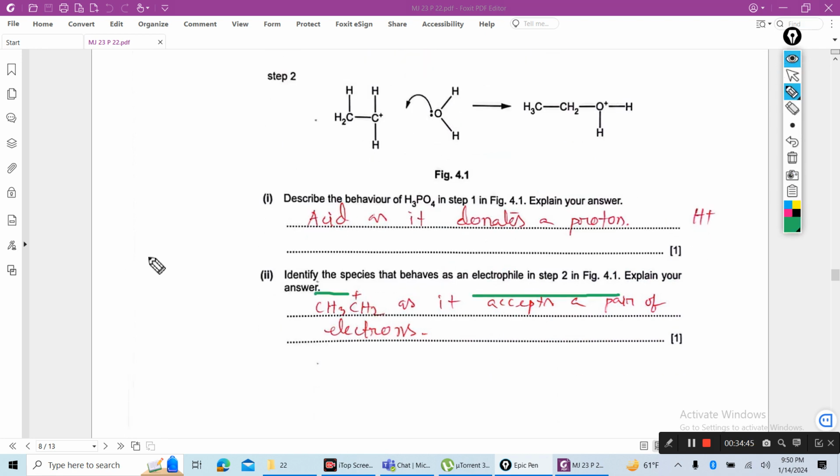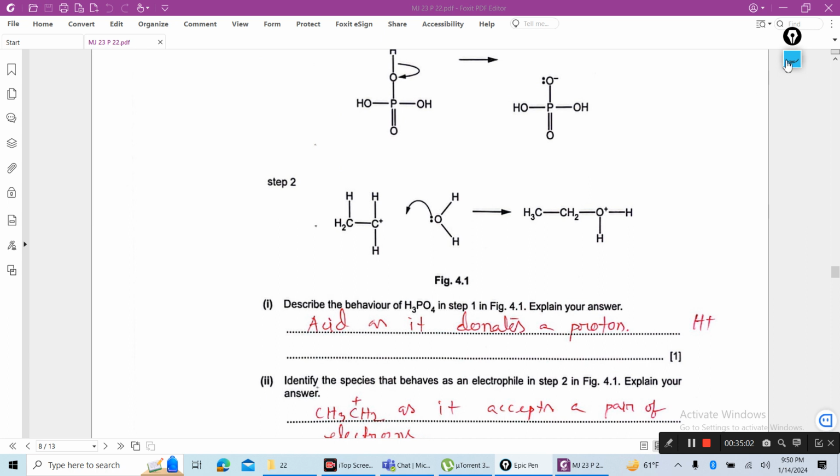Now number 2, identify the species that behaves as electrophile in step 2. Explain your answer. Electrophile means positive something which seeks out a negative center. So in step 2, which species is the positive center? The positive species is this. That's why the negative oxygen attracts the positive one.